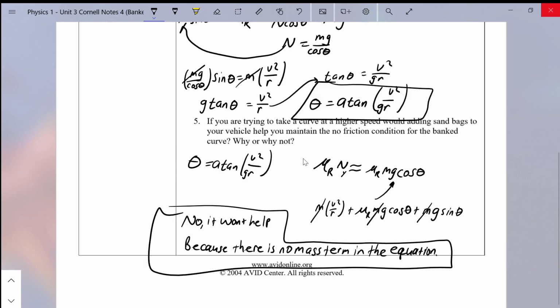But you get the idea. So yeah, because even if we did encounter friction, still that additional mass through the sandbags isn't going to give you any additional traction. It's not going to help you in any way, shape, or form when it comes to the banked curves.